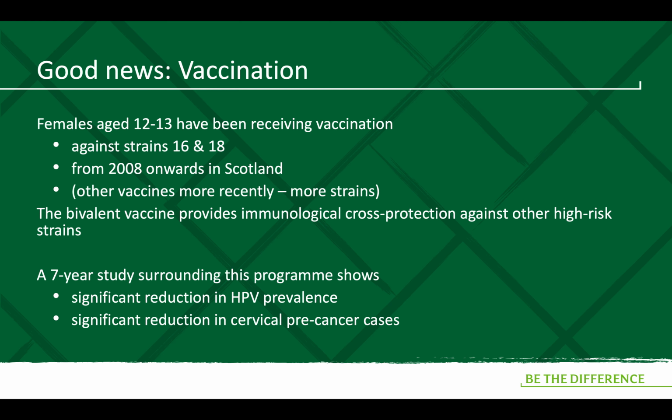So the good news is, for HPV, we have vaccination. In Scotland, which is where we got our data, females between 12 and 13 have been vaccinated since 2008. And we've got a 7-year study, 7 years of data that show a significant reduction in HPV prevalence, which is good, and also a reduction in the numbers of cervical pre-cancer cases. Where can we go next with this?